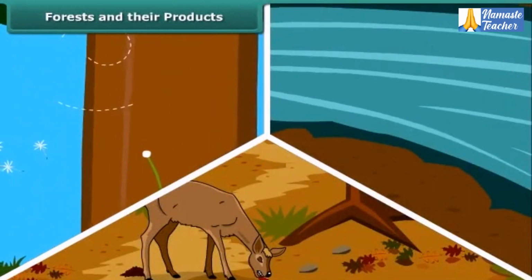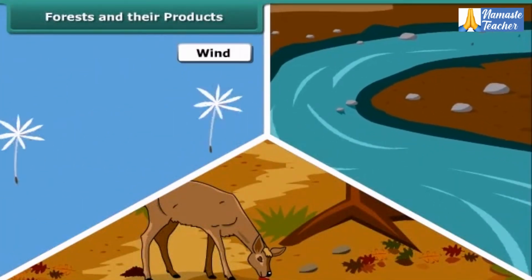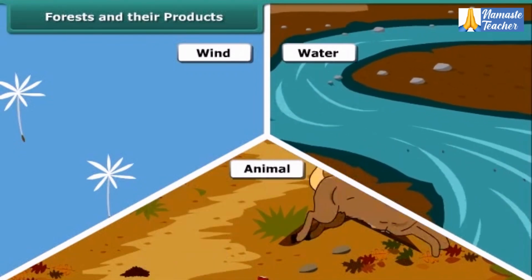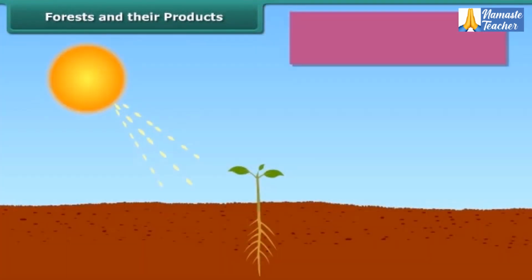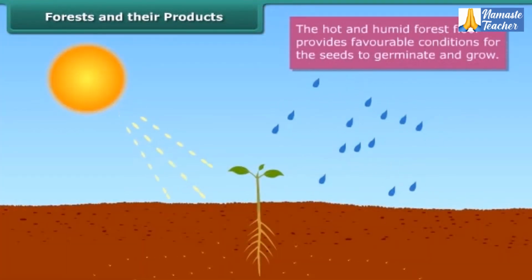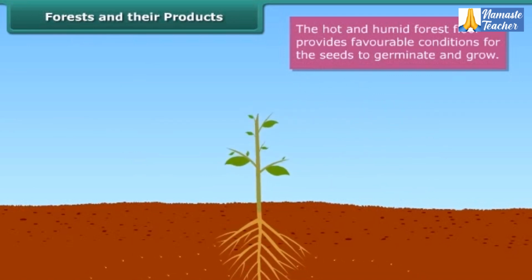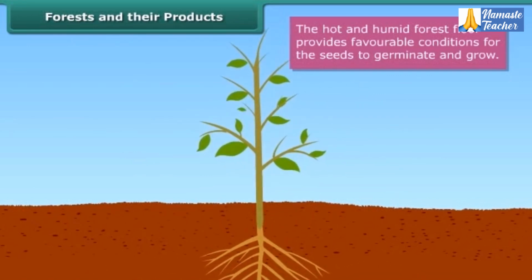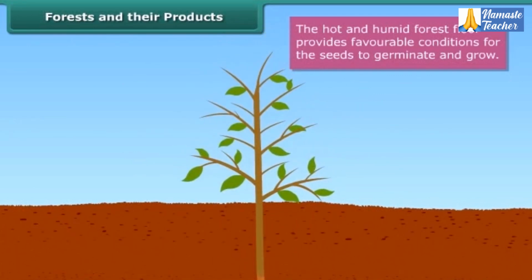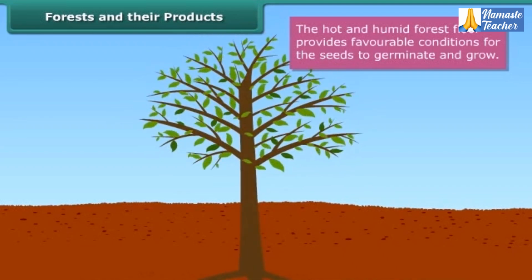Seeds produced by trees are dispersed by wind, water, and animals. The hot and humid forest floor provides favorable conditions for seeds to germinate. Seedlings emerge from germinated seeds and grow into saplings first, and then trees.